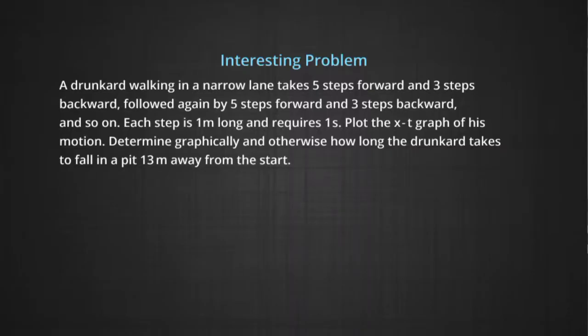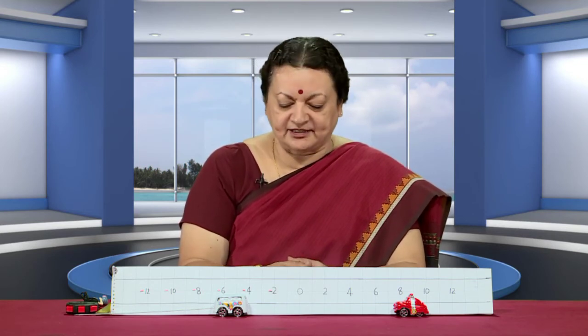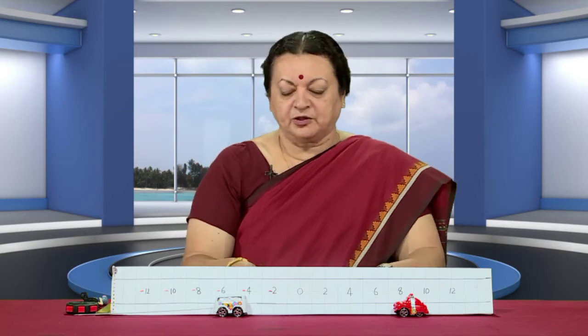This problem is about a drunkard. You know that drinking is very bad and it is injurious to health and should not be done. However, we are taking up the problem because it is able to tell us about the two terms that we are talking about, the distance and the displacement. It is for that reason that we are taking up the drunkard problem now in this lesson. Let's see what the problem is.